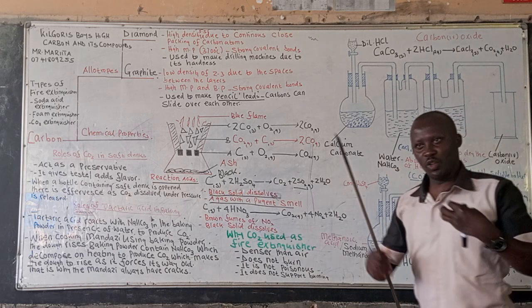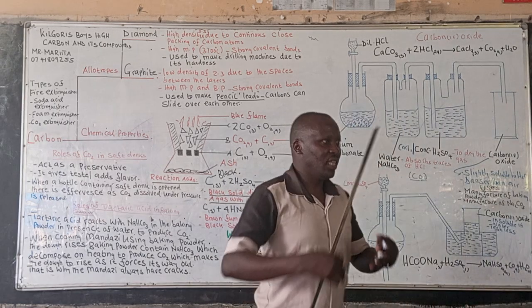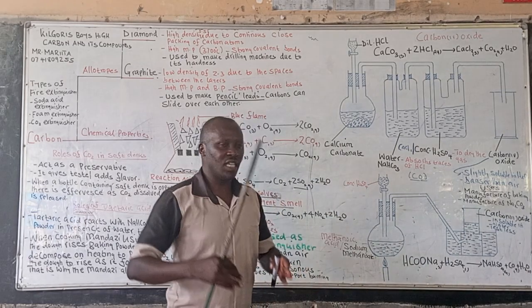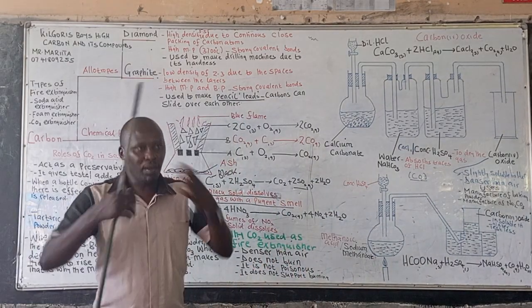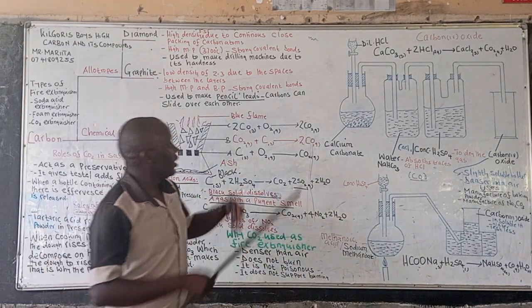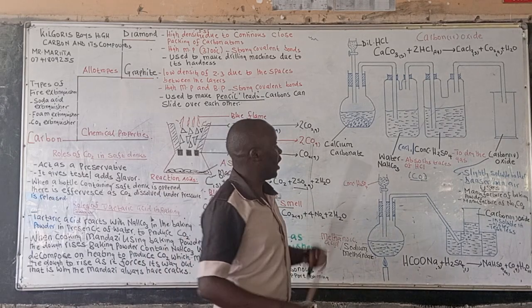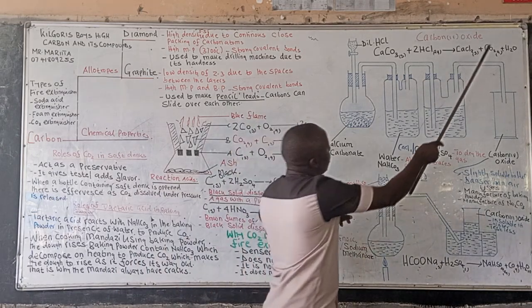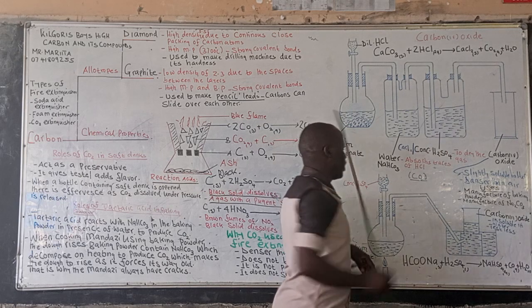The major observation you can make here is effervescence. There is production of effervescence. Bubbles of the gas are seen. The effervescence is seen as bubbles of the gas, and that gas is carbon dioxide gas.